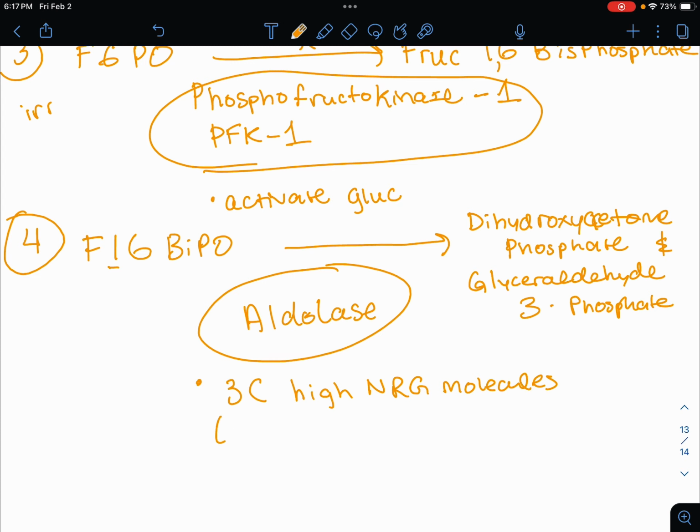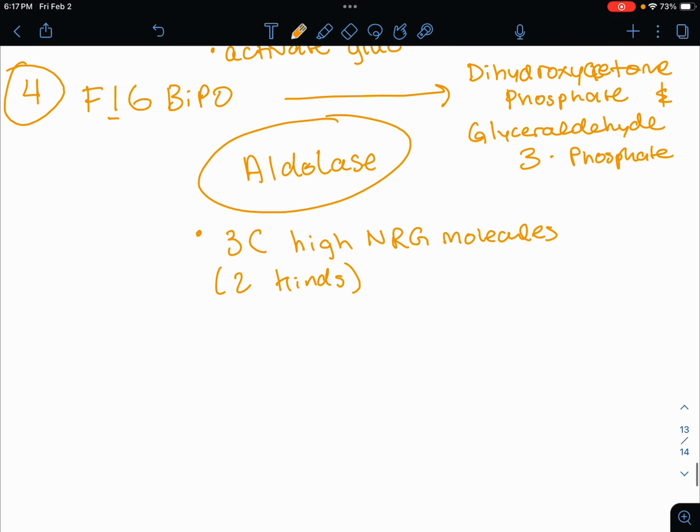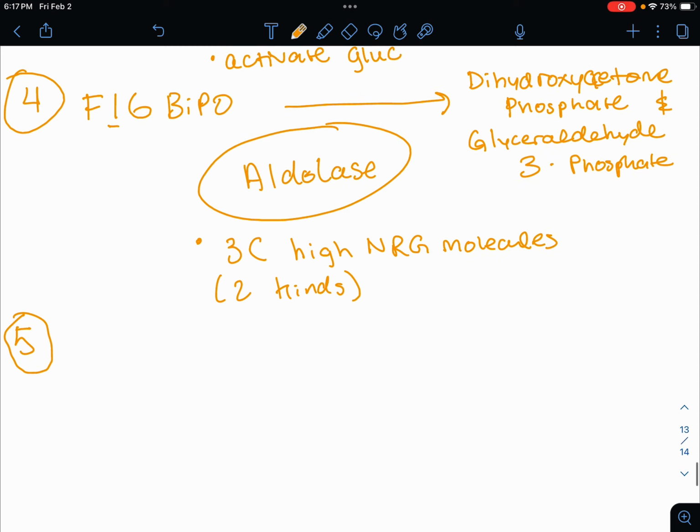And we're going to make 2 kinds. So there's a problem here. We're making 2 kinds of these high-energy 3-carbon molecules, but we would like to, again, streamline this process as a cell. So we have step 5, and this is the last step of the prep phase. We're going to transform our products here so that dihydroxyacetone phosphate, also known as DAP, we're going to just transform it into GAP, or glyceraldehyde 3-phosphate.